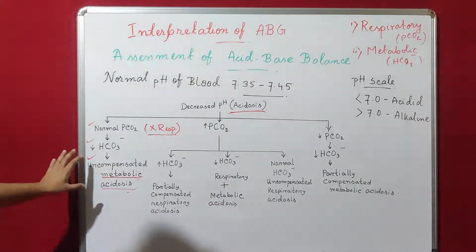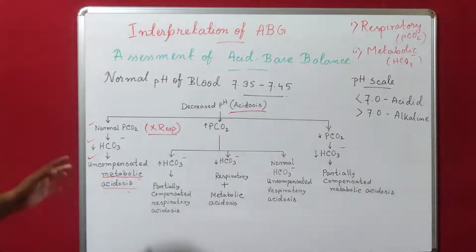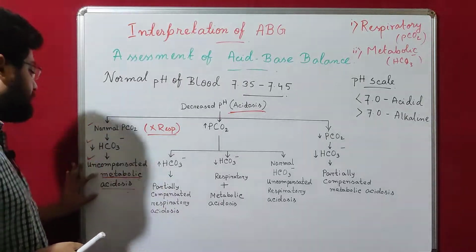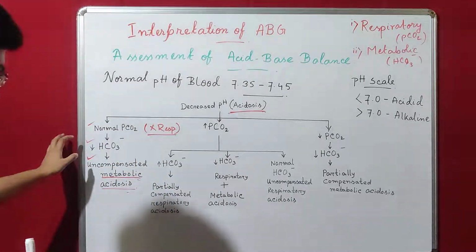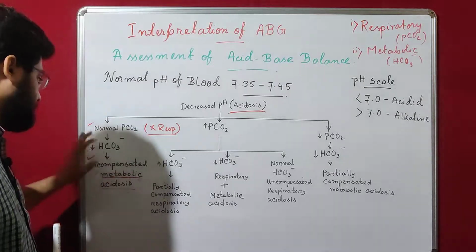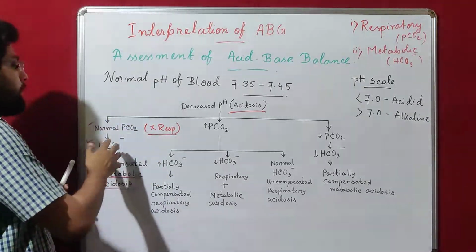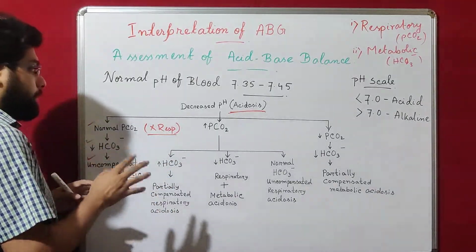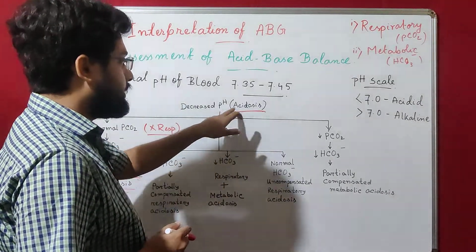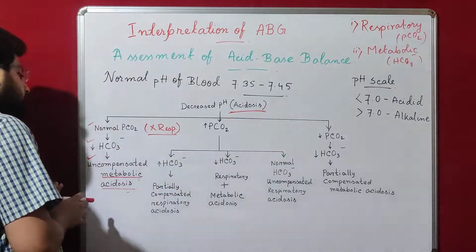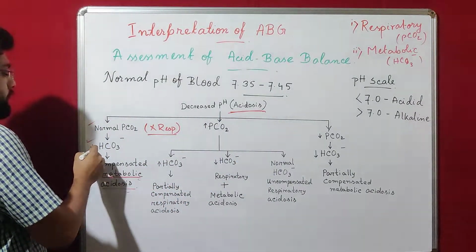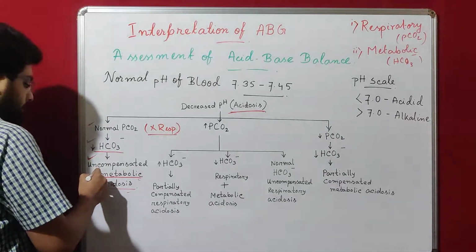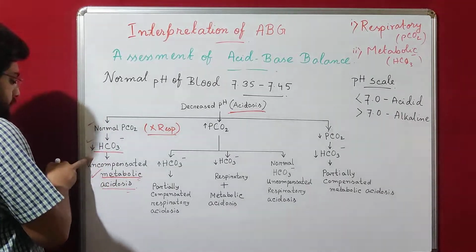The mechanism of compensation. What is compensation? I will discuss it later. First, just take it as metabolic acidosis. First, eliminate that term uncompensated. Just take it as normal PCO2. That means there is no respiratory acidosis present, but the pH shows that the patient is in acidosis. So the only cause can be metabolic, that means reduction in the concentration of bicarbonate ion. So the patient is in metabolic acidosis.